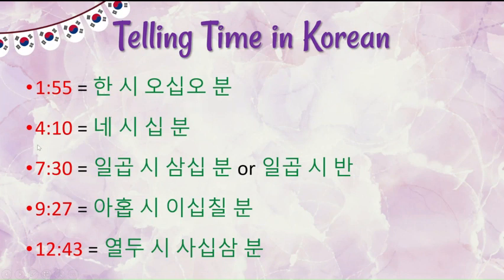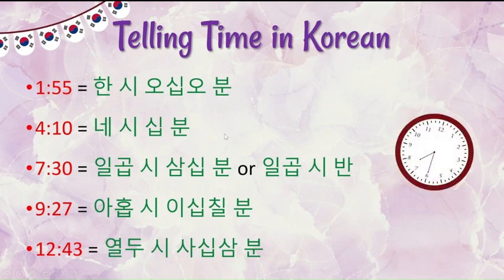Combined all together, it is 한시 55분. Suppose you have to say 4:10. So 4 is 4시 and 10 is 10분. 4 o'clock, 10 minutes. 4시 10분. Suppose you have to say 7:30.